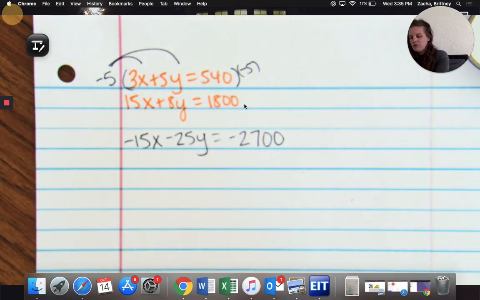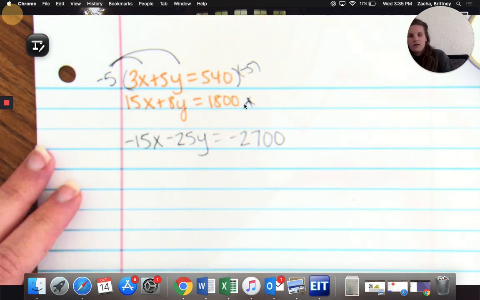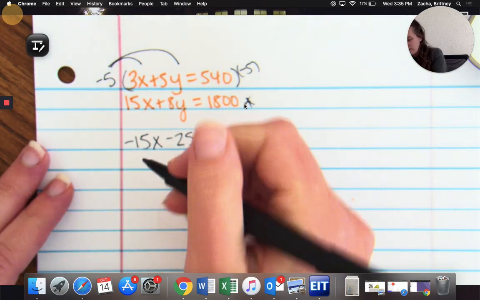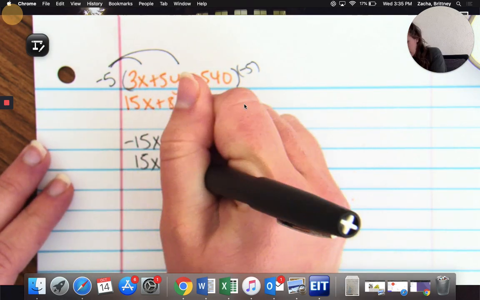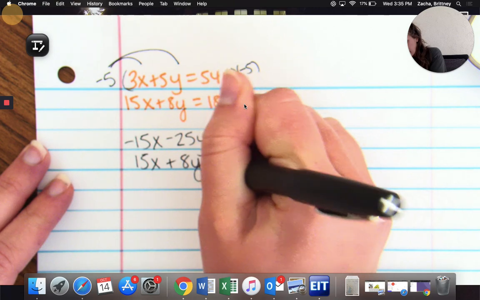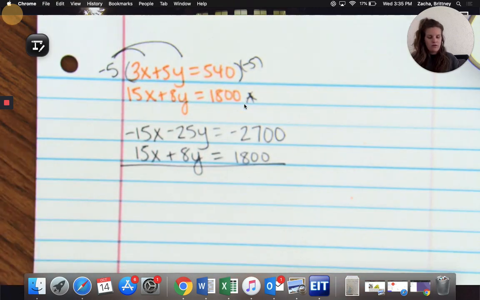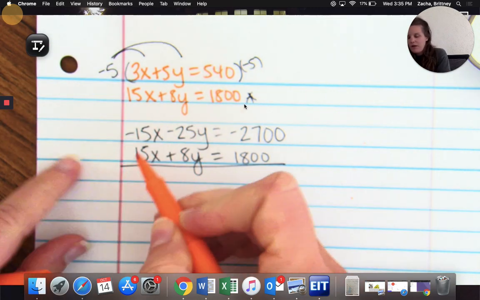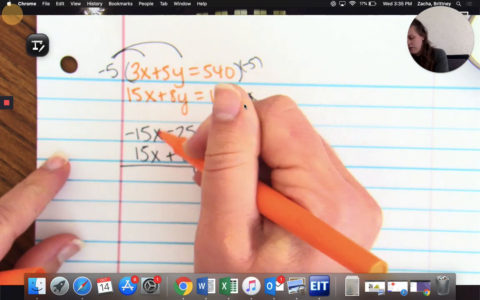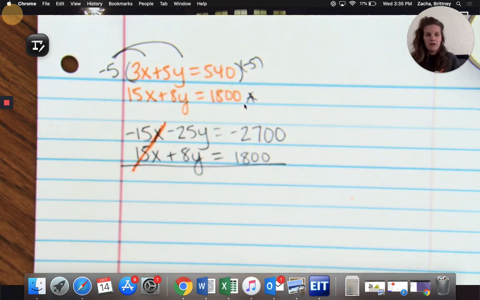Okay, and then I'm going to just rewrite this second equation underneath. So 15x plus 8y equals 1800. So now, hopefully, if you're confused why I multiply by -5, maybe you're seeing it a little bit better here. Because now look at my x's. Now when I add them going down, you see how when I try to combine them, they're going to cancel. And that's the whole purpose of elimination, is to eliminate one of your variables.